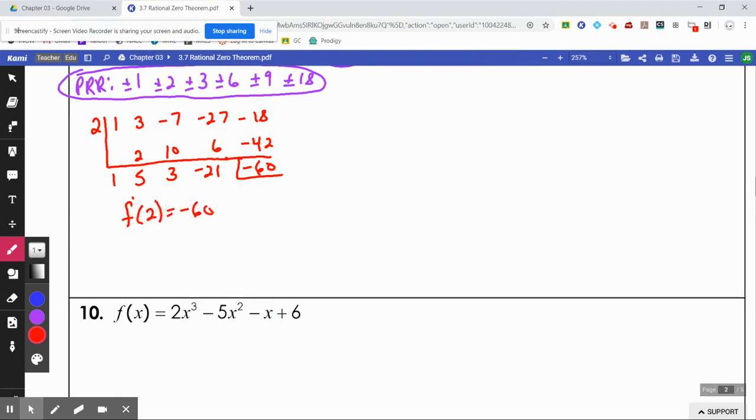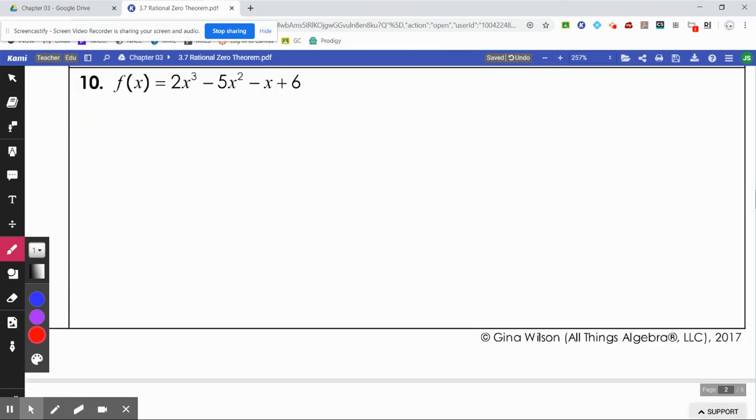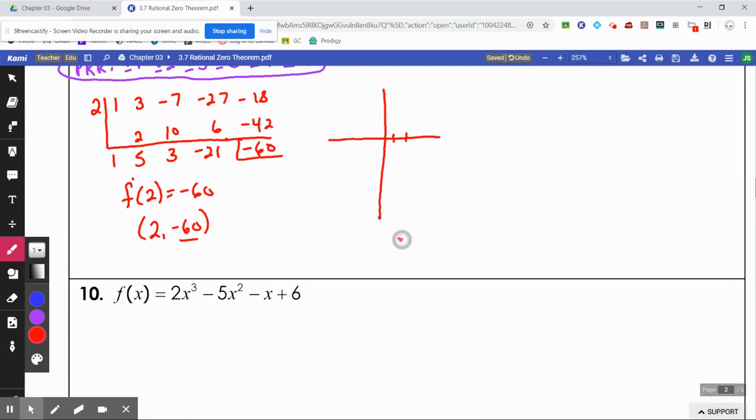Now think about this. Here's some more advice for guessing. F of 2 means a point. When I plug in 2, I get -60, so that's one point on your graph. If you were to use a t-table and plug 2 into this, it would give you -60. So 2, -60 is way down here. When you go over to 2 and down to -60, that point's on your graph.